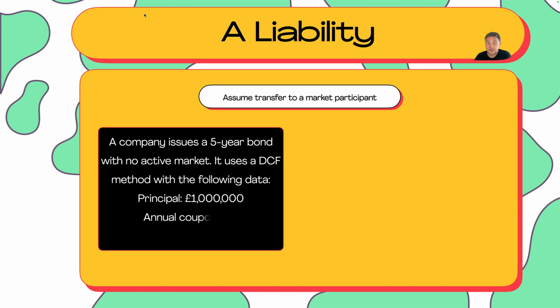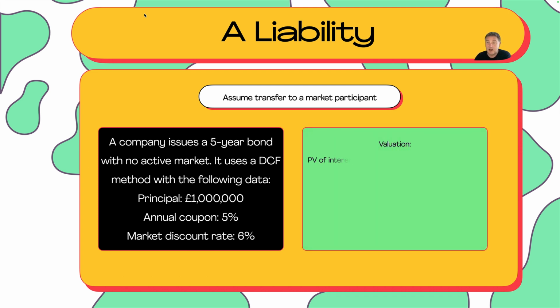£1 million needs to be paid back. You have to pay 5% interest a year, and the market discount rate, that's the rate you want, would be 6%. So you'd have to discount down the interest. I'm not here to teach you that at the moment, but 50,000 a year for 5 years, discounted down at 6%, is 210,000 in total. The principal is 1 million divided by 1.06 to the power of 5, because at the end of the 5 years you have to pay that money. So 747, add the two together, and that would give you the fair value of the liability.